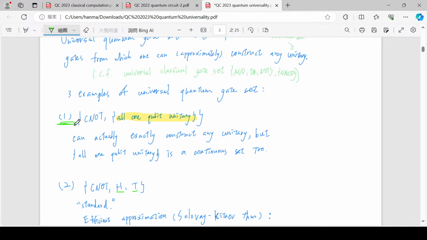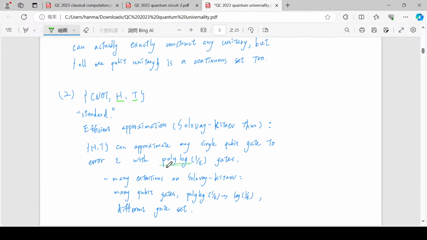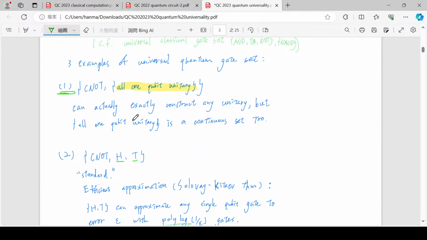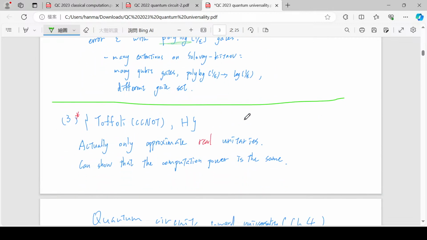So we'll spend quite a bit of time on how to approximate everything using this, and then we have a budget version of Solovay-Kitaev arguing why every 1-qubit unitary can be approximated by Hadamard and T. Okay, and yeah, so up to here was covered in this PDF, and then we have something extra here.